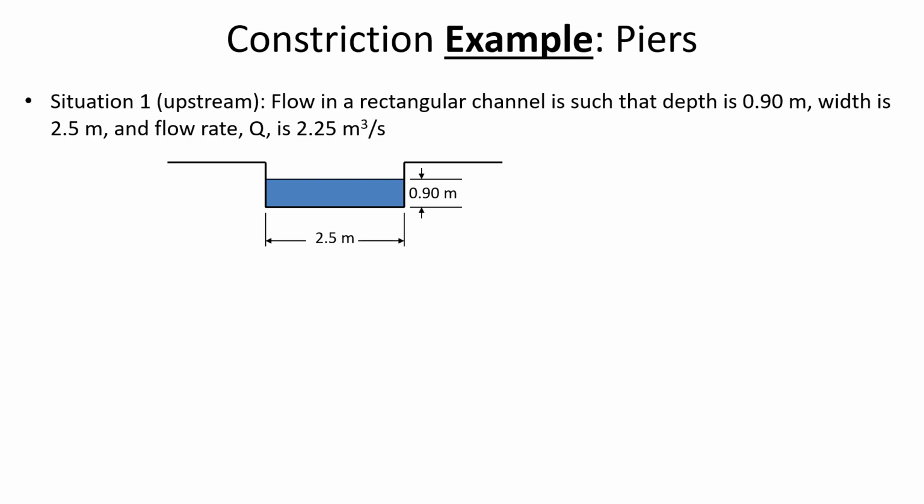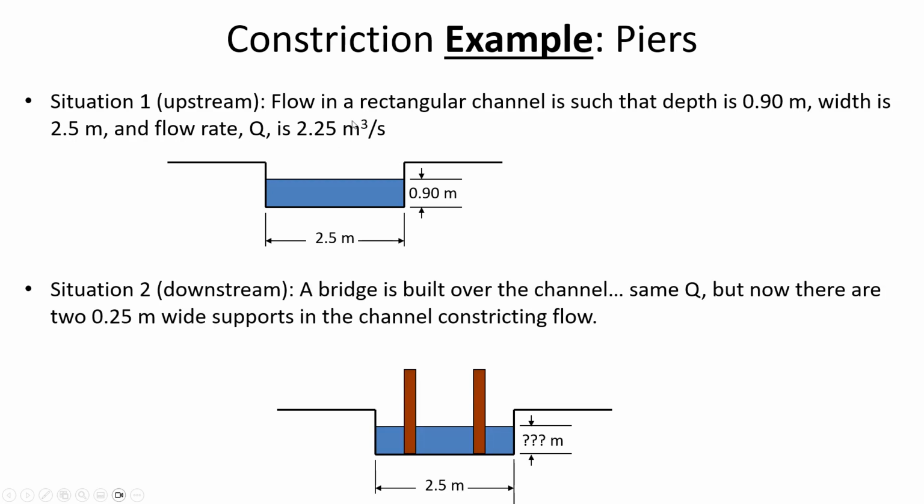So let's consider this pier. Upstream we knew the width of the channel, we knew the depth of the flow, we knew the flow rate, but then we're building a bridge over the channel, and it necessitates us putting in a couple of piers that are each 0.25 meters wide. So that means if each of these is 0.25 meters wide, then upstream the width of the channel was 2.5 meters, but then downstream the water is only flowing through a width of 2 meters. So will the water be deeper or shallower because of that constriction?